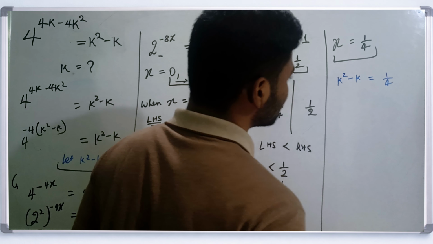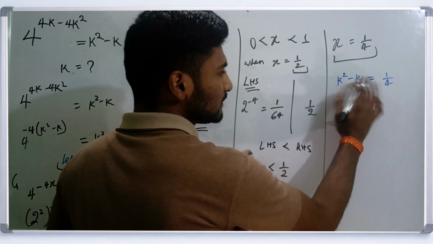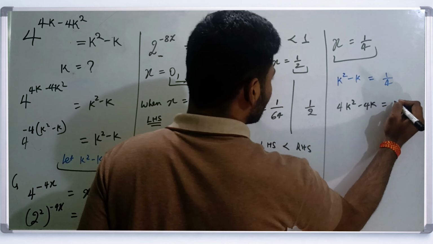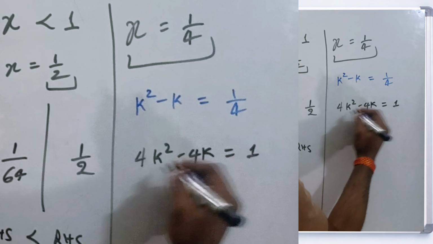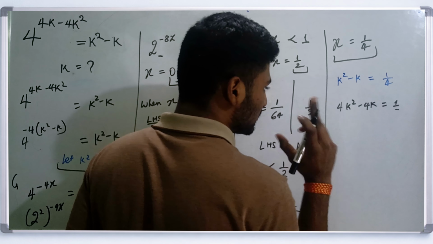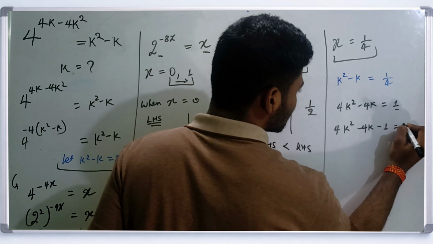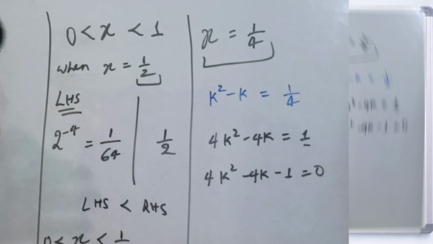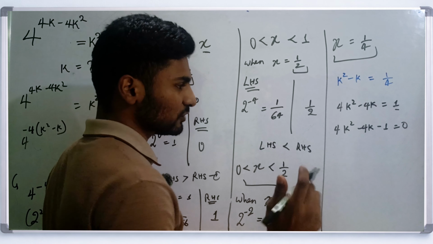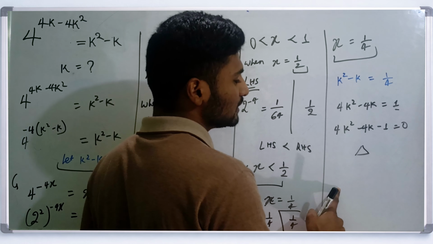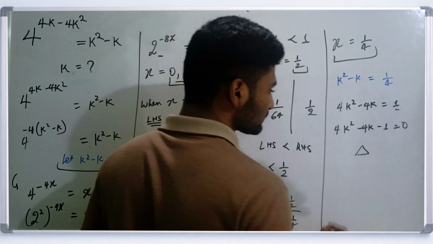Now we need to solve this quadratic equation. So let's multiply 4 on both sides. We are going to get 4k square minus 4k is equal to 1, and subtracting 1 from both sides, we get 4k square minus 4k minus 1 is equal to 0. Now before going further, we should check whether we are going to get a real solution or not. And for that we are going to check the determinant, and for a real solution it must be greater than 0.